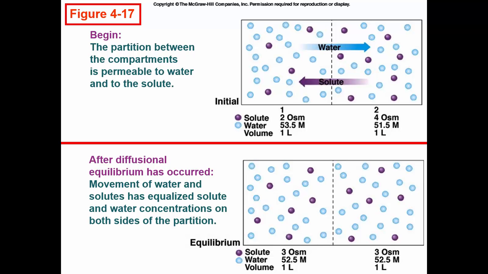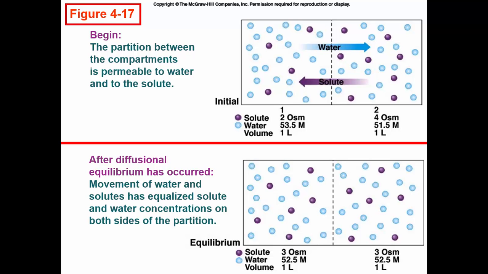In the right compartment, it's 4 osmolar. The water concentration in the left compartment is 53.5 molar. That's high, but that's the molarity of water, give or take. The molarity of water in the right compartment is 51.5. The compartments are identical in size. We've been talking about the electrochemical gradient. There's an electrochemical gradient here. There may be more than one.